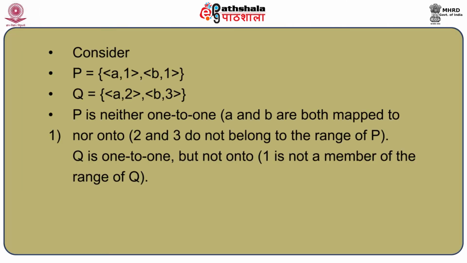To see these points, consider the following functions mentioned above. From A to B, A is the set consisting of lowercase a, lowercase b, and B consists of 1, 2, 3. We defined P as {(a,1), (b,1)}, Q as {(a,2), (b,3)}. P is neither 1 to 1, since a and b are both mapped to 1, nor onto, because 2 and 3 do not belong to the range of P. Q is 1 to 1, but not onto, because 1 is not a member of the range of Q.